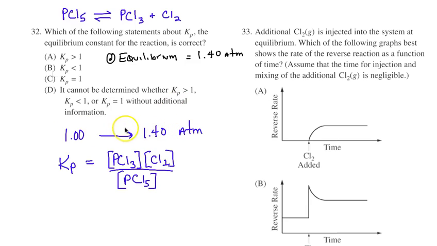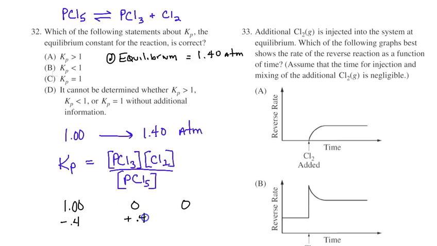Is it totally favoring? Okay, well, let's understand this. If we had initially 1 atmosphere of pressure, and we had 0 for the PCl3 and Cl2. For us to get a 1.4, we must have lost minus 0.4, and that gives me a plus 0.4.